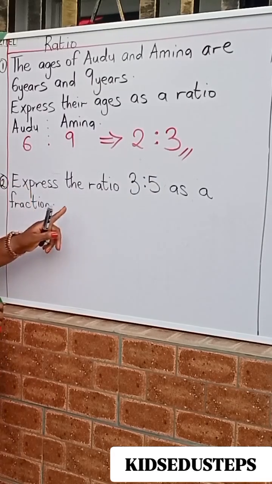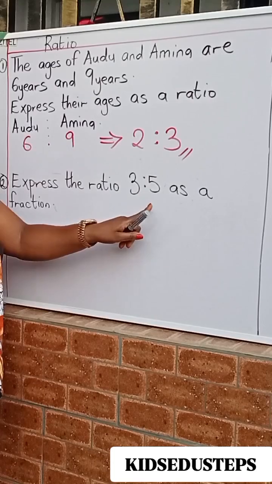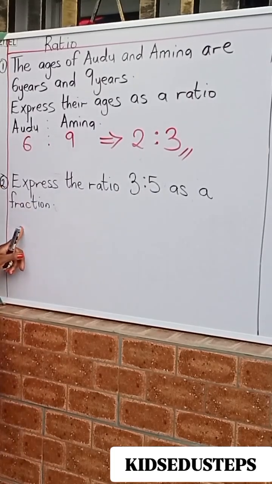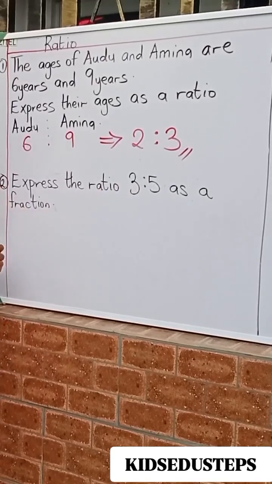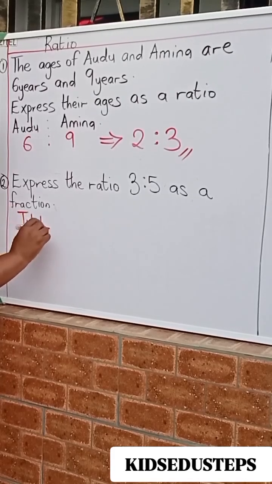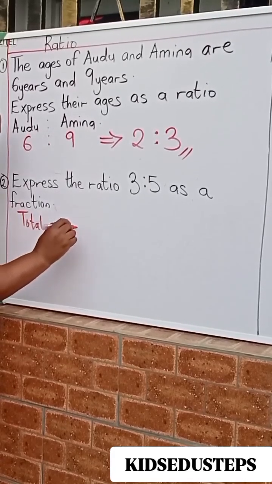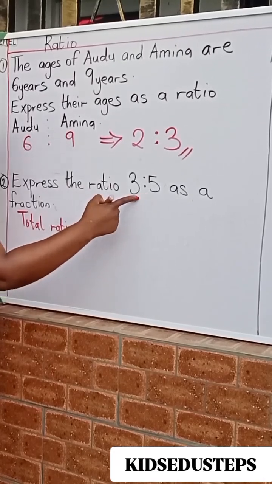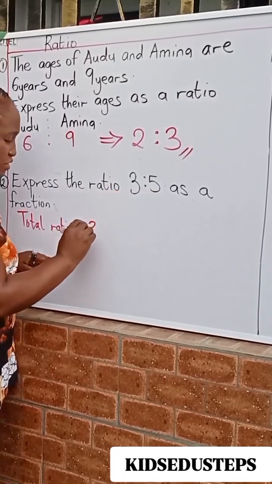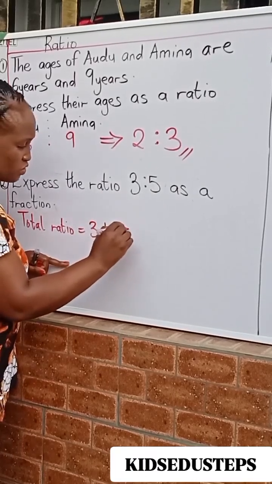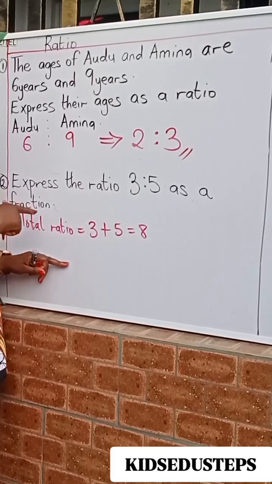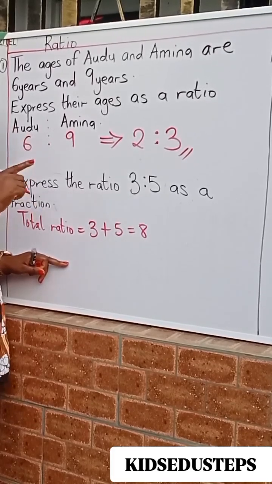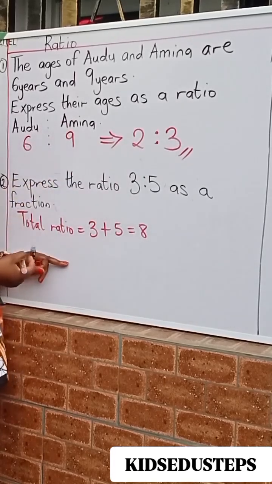And here you're asked to express the ratio 3:5 as a fraction. First of all, you find the total ratio. What is the total ratio? Total ratio is to add up everything you have, which is 3 and 5. So 3 plus 5 will give you 8. Remember, you're asked to express as a fraction. So your answer will be in fraction form, not in ratio form.